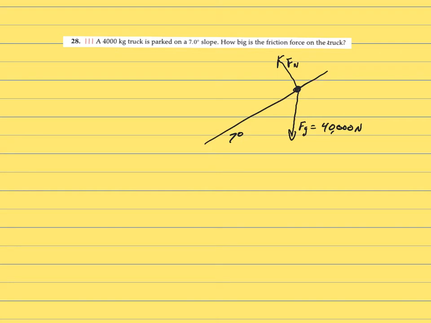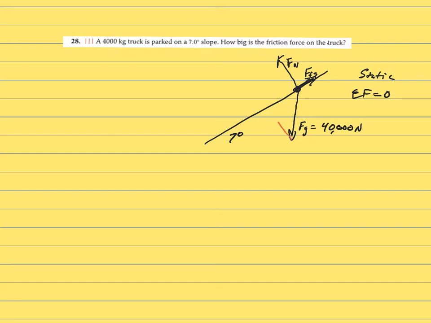Couple things here. There is some force of friction because it's parked on a hill. So we have a force of friction, static, pointed up the hill. This is in static equilibrium, so the sum of the forces equals 0. Let's break down what my forces are.